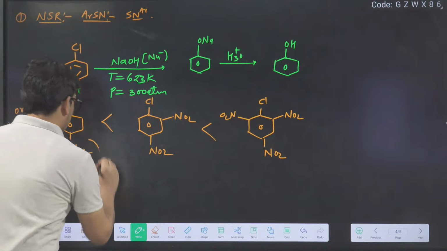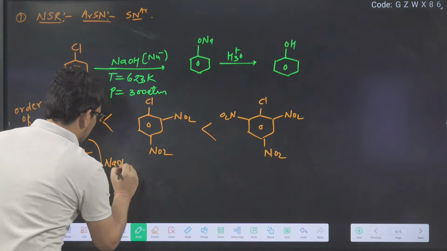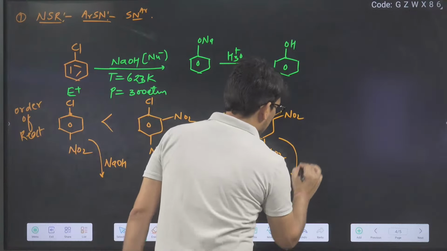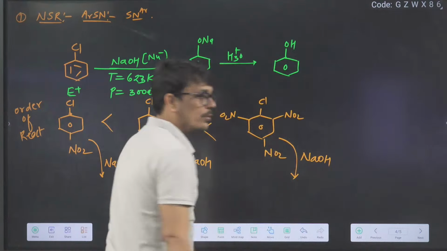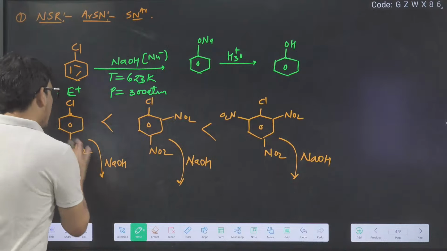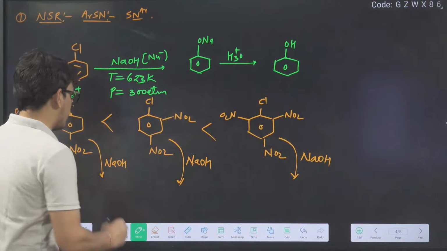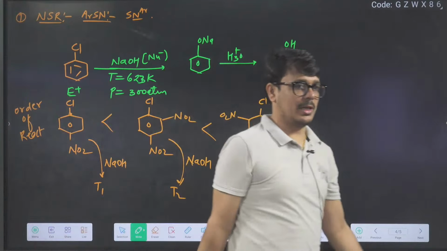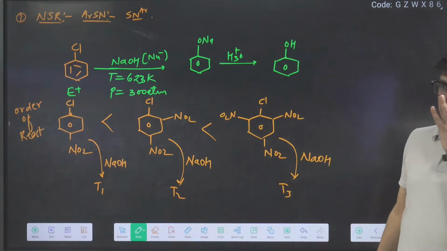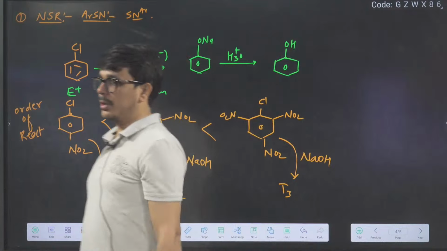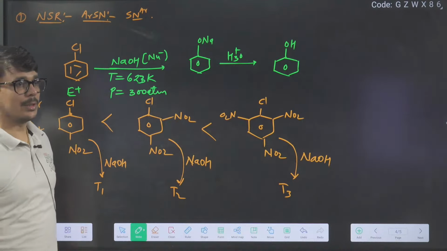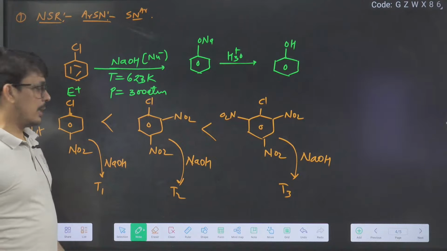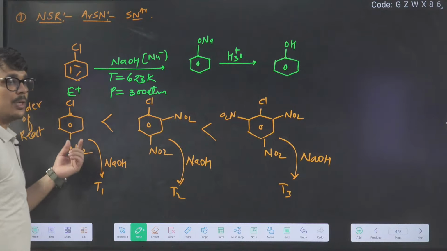Means if I say this is reacting with NaOH, this is reacting with NaOH, and this is also reacting with NaOH. Product will be clear in all cases. But if I say here temperature T1, here temperature T2, here temperature T3, in which case will the reaction require the least temperature? Means what? Order of T1, T2, T3. Highest temperature, I'm asking. T1 highest, na? Why? Because here only one group.